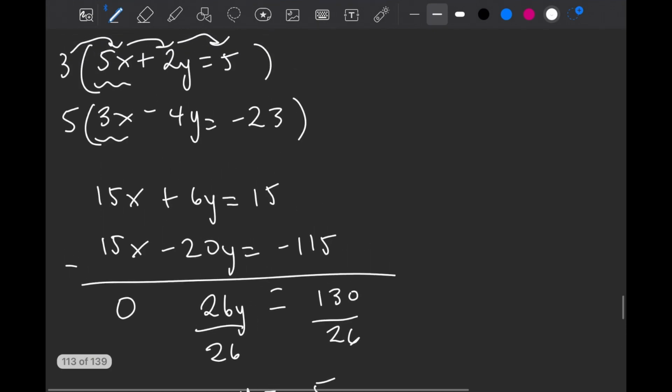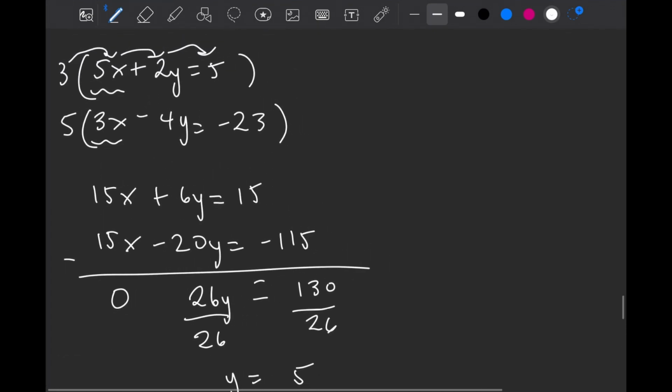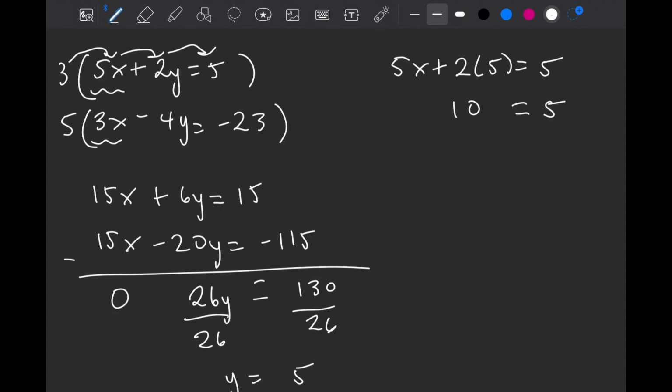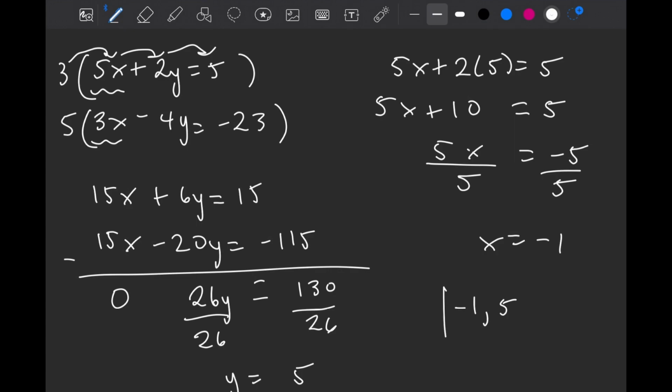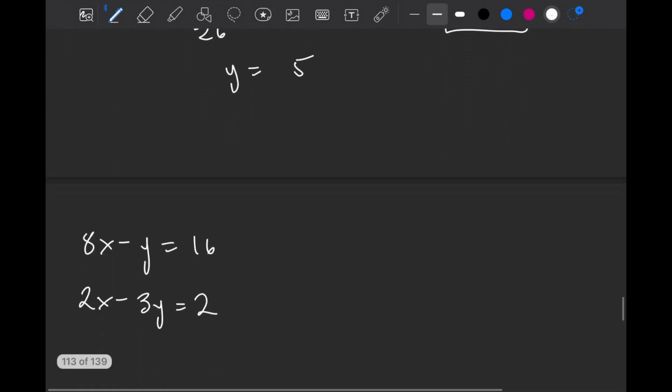And then I'm going to use any of the equations to solve for x. So if I take 5x plus 2 times 5 equals 5, and divide by the 5, we'll get x is equal to minus 1. So it will be (minus 1, 5) as the solution, or the point of intersection.